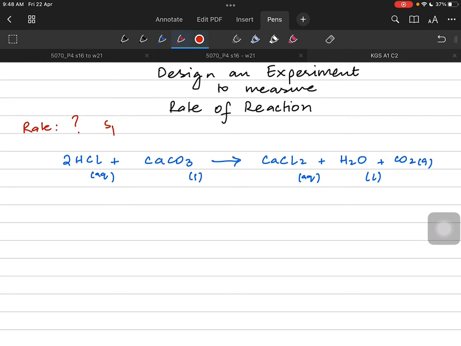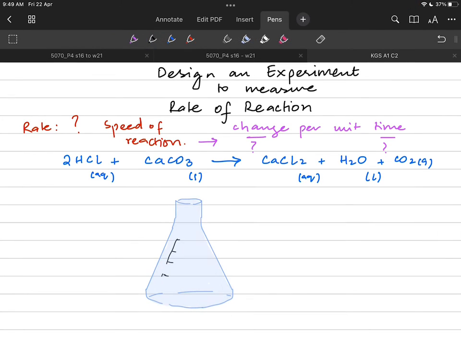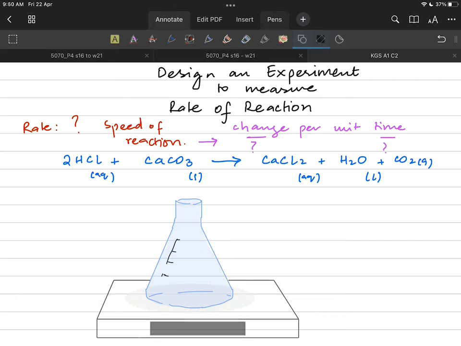What is rate of reaction? Rate of reaction means speed of reaction, which means how fast the products are made, how fast the reactants are used up. So it is the change per unit time, and over here it is the change in the concentration of the reactants or the products. How do we measure this change?